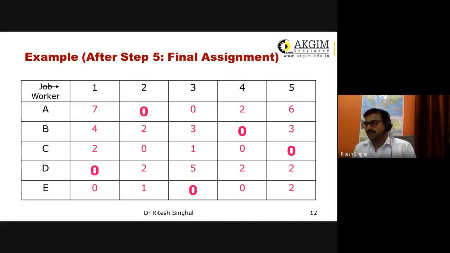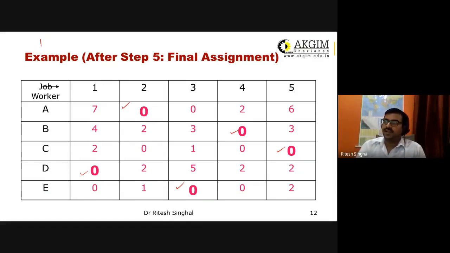This is the assignment. Obviously 5 jobs would be having 5 assignments, and please keep in mind that no single row or column is having 2 assignments. You have to take care of this particular rule, that one person is allocated to one job only.